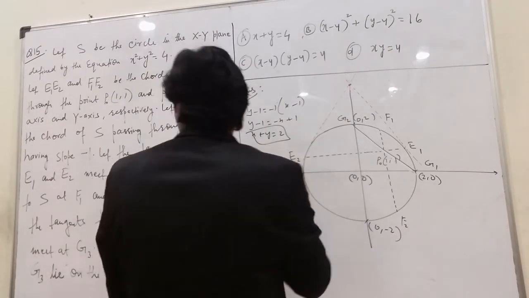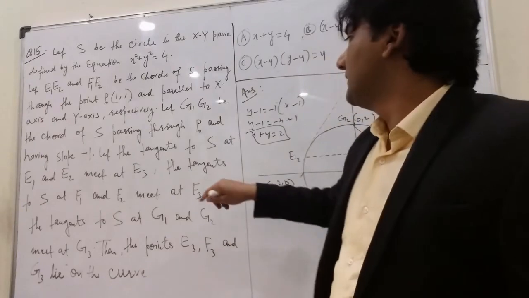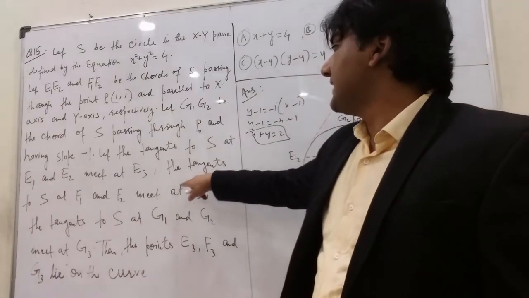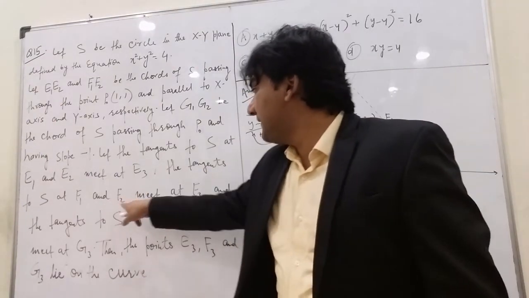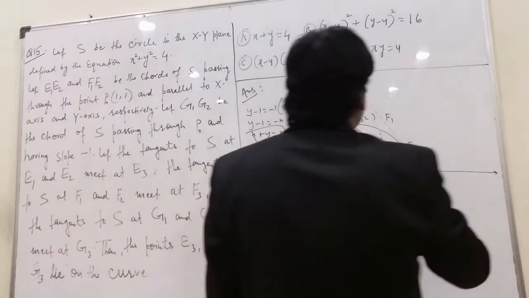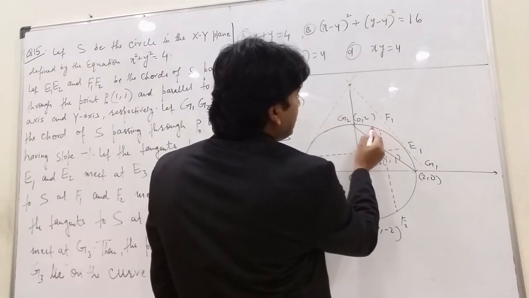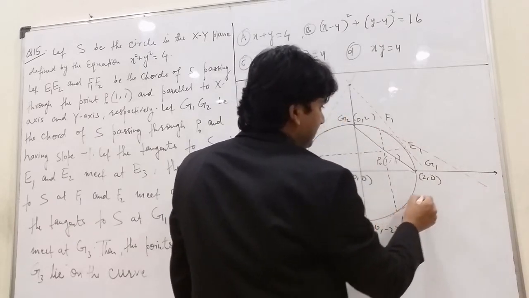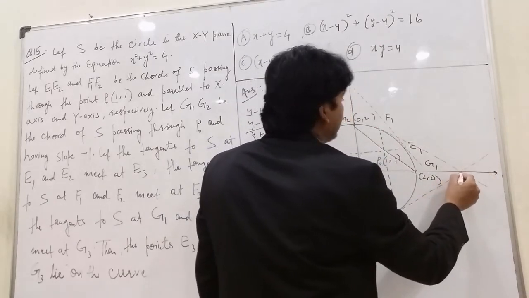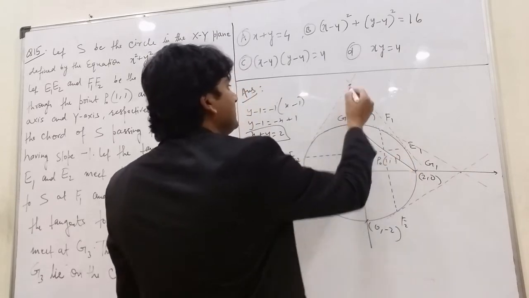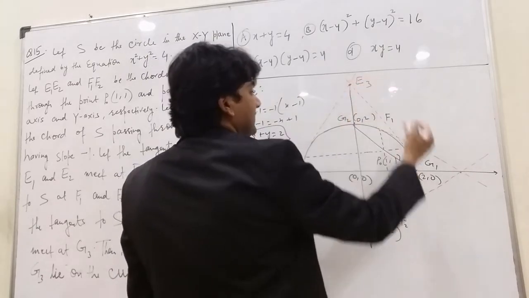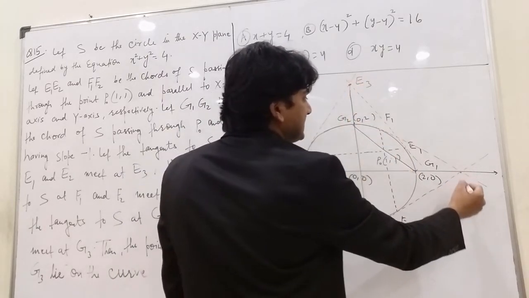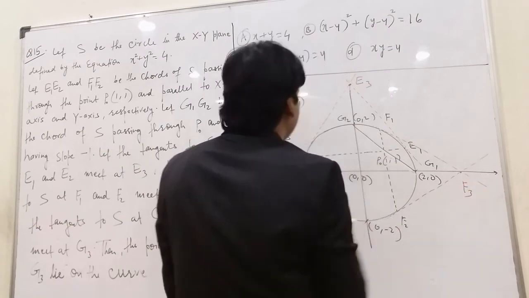Now again next one. And the tangents at F1 and F2 meet at F3. We need to draw the tangent at F1 also. So the F1 tangent will be here and the F2 tangent will be here. It will meet also over here. E1, E2, this is E3. This is F1, F2, intersection is F3.